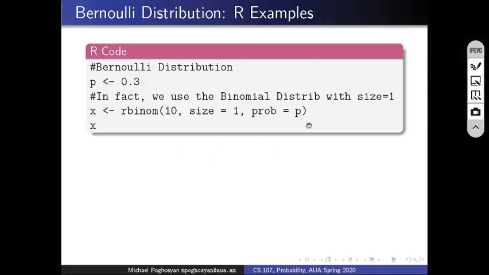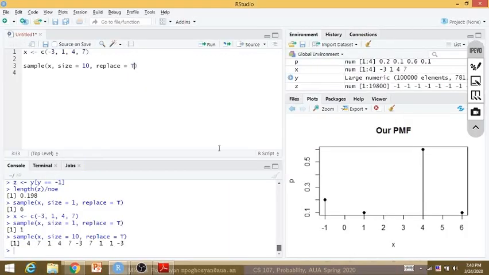Okay, let's move forward. This is the R code to generate random numbers from Bernoulli distribution. In fact, we are writing binom, because we will talk about binomial distribution next. If the size of binomial distribution is 1, then we have Bernoulli distribution. So let me do that experiment for you. So we are moving to R.